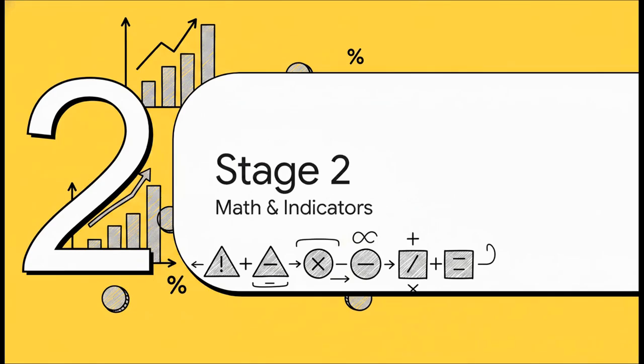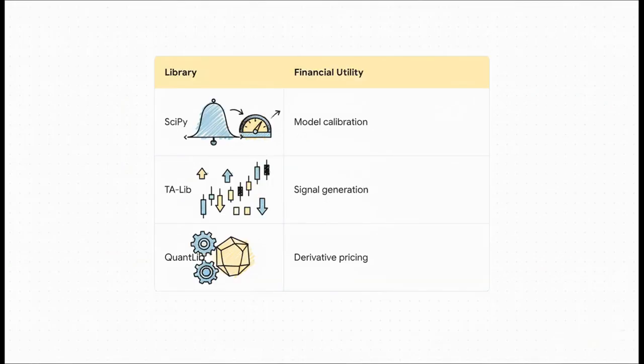Moving right along, we transition up the complexity ladder to stage 2, financial math and indicators. All right, so once your data is clean, memory efficient, and beautifully visualized, this is where we start applying very specific financial math to it. Notice how the ecosystem really specializes based on your exact needs. We aren't just doing basic arithmetic anymore.